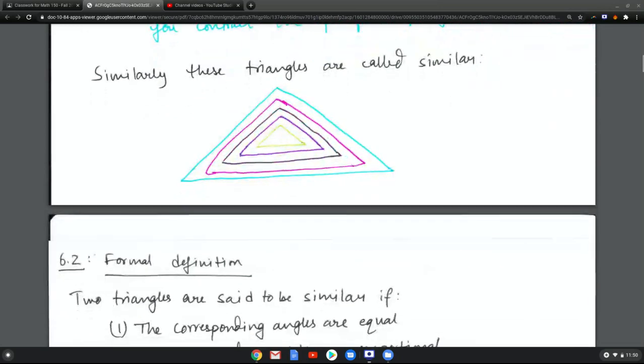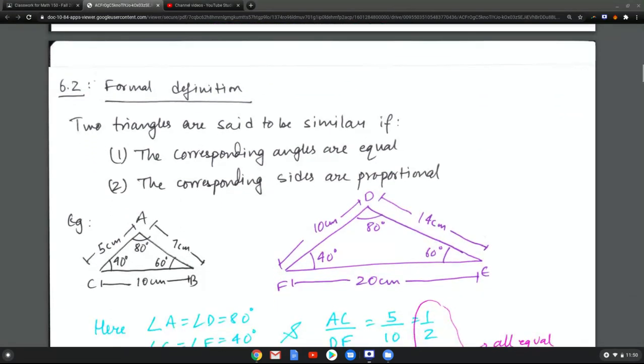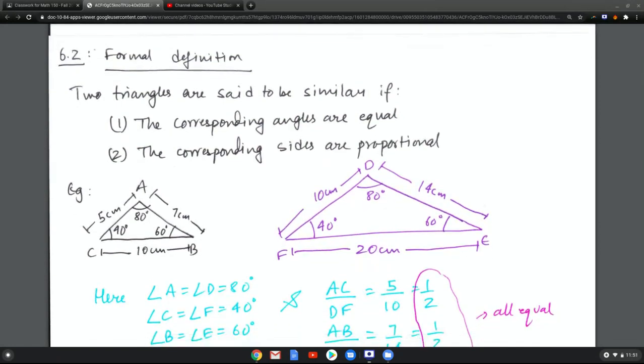So now we are all set to give a formal definition. Two triangles are similar if the corresponding angles are equal and corresponding sides are proportional. Now what does this mean? Let's look at an example.